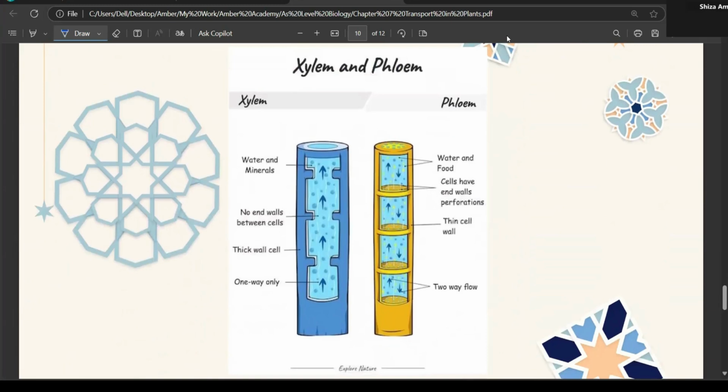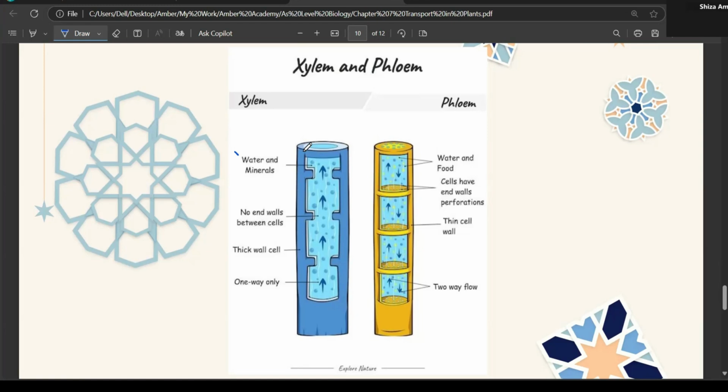Then the other question which I've usually seen is of 3 marks. It can come for 4 marks as well. Write the differences between xylem and phloem. So the main difference is of conduction: xylem is primarily responsible for the conduction of water and minerals, while phloem is responsible for the conduction of food. This is the first difference.